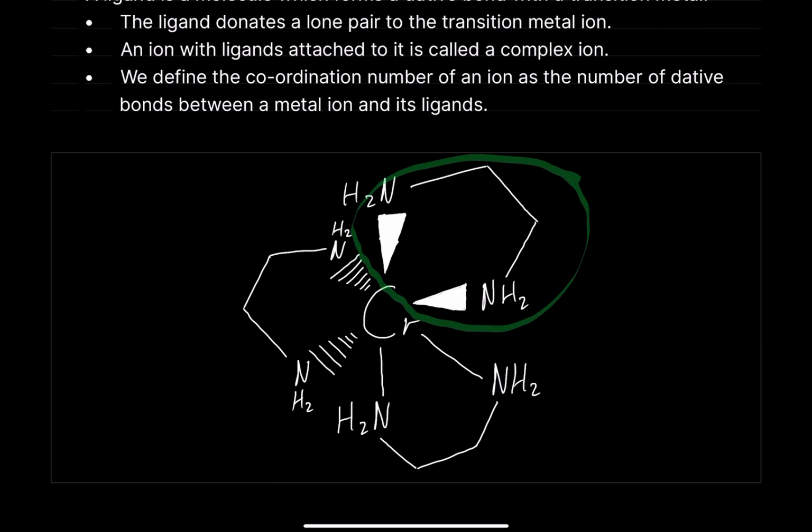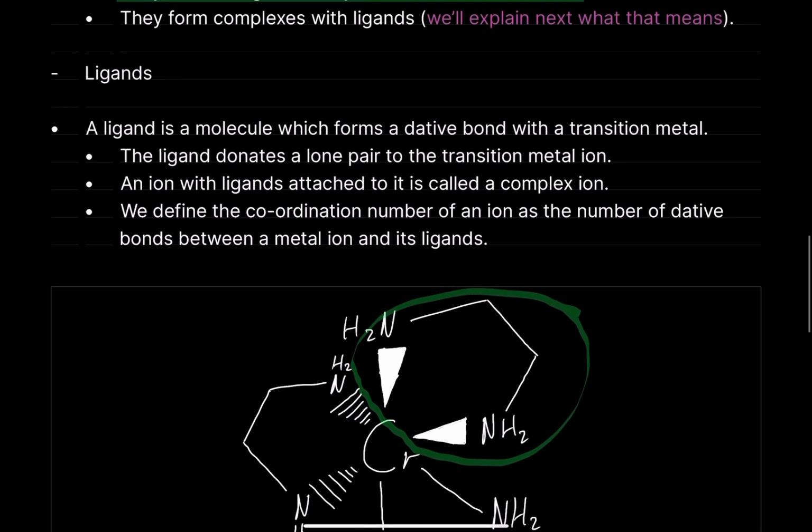But again, there are multiple ligands. I'm just going to go for what a ligand actually is. A ligand is just a molecule which forms a dative bond with a transition metal. A dative bond can also be called a coordinate bond in some books. I usually call them coordinate bonds, sometimes I call them dative bonds, but they're the same thing.